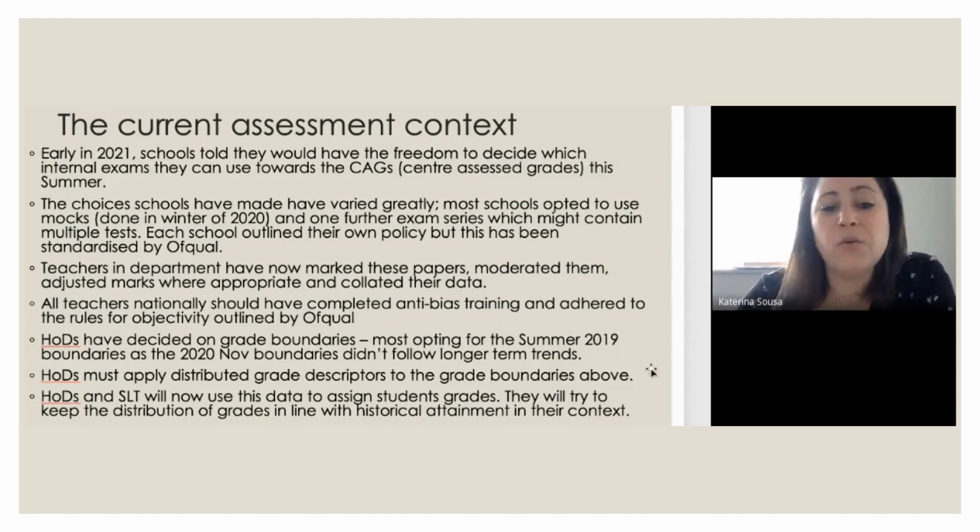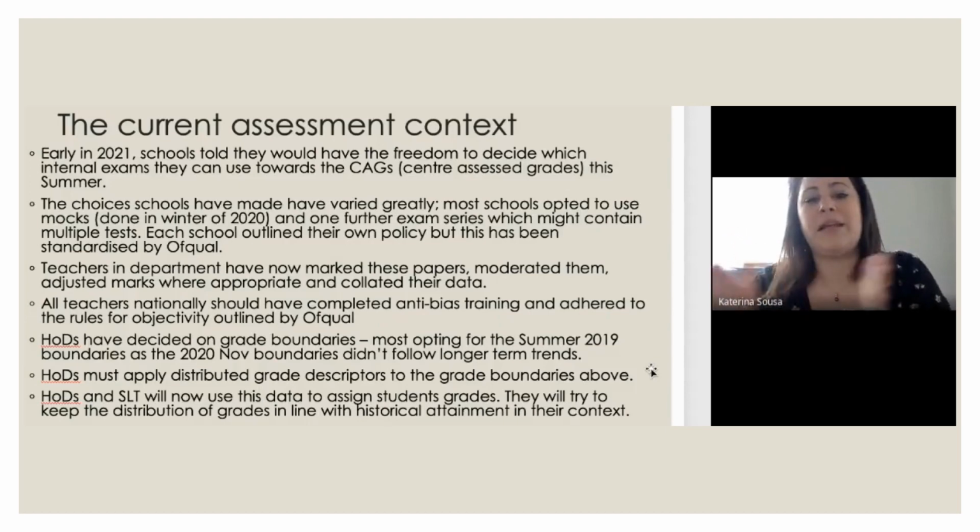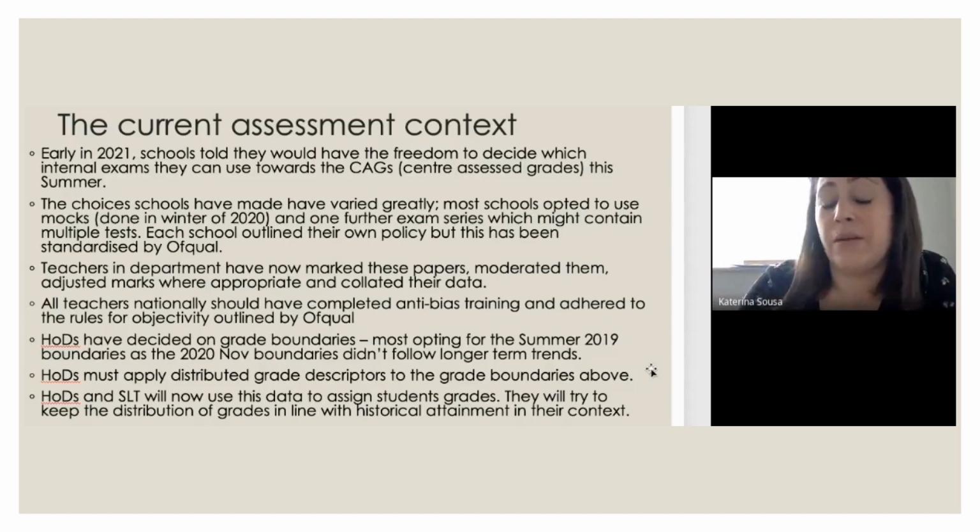The heads of department also needed to take into account the traditional ratios of level 8s, 9s, 7s, ABCs that they had in their school context. You know, it wouldn't be normal for them to suddenly be awarding 40% A stars at A level if traditionally they're getting 5% A stars at A level in their context. So they have to follow similar percentages and ratios to what they normally would achieve.